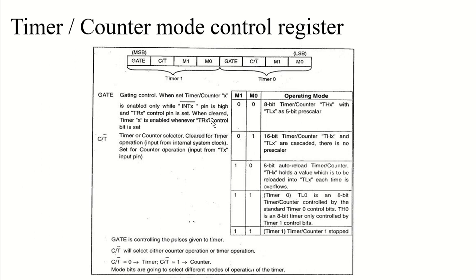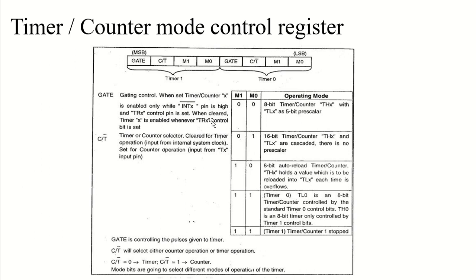Now the counter action is controlled by the bits in the timer mode control register, or TMOD, and the timer counter control register, which is known as TCON. So the timer mode control register is TMOD, and the timer counter control register is called TCON.